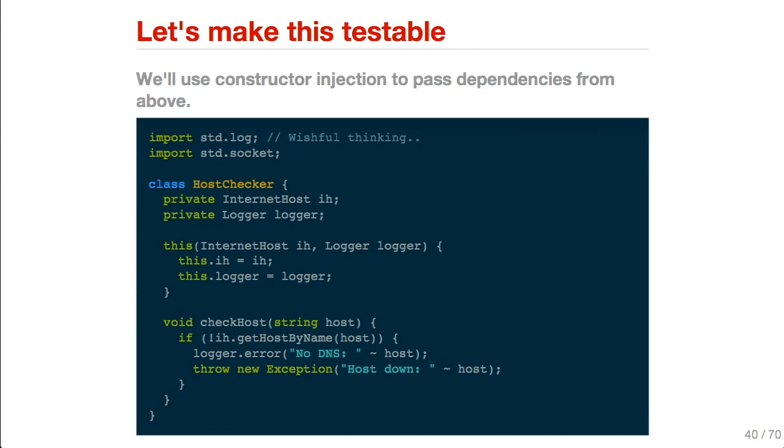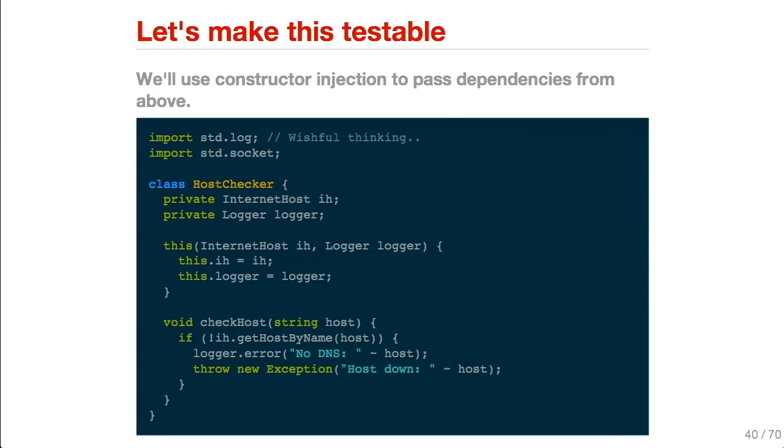The reason this is important is because now I can substitute these and make them behave however I want. I can make getHostByName succeed. I can make it fail. I can make logger.error do nothing, or I can make it pretend like it's full. I can model any sort of behavior I want in my test.